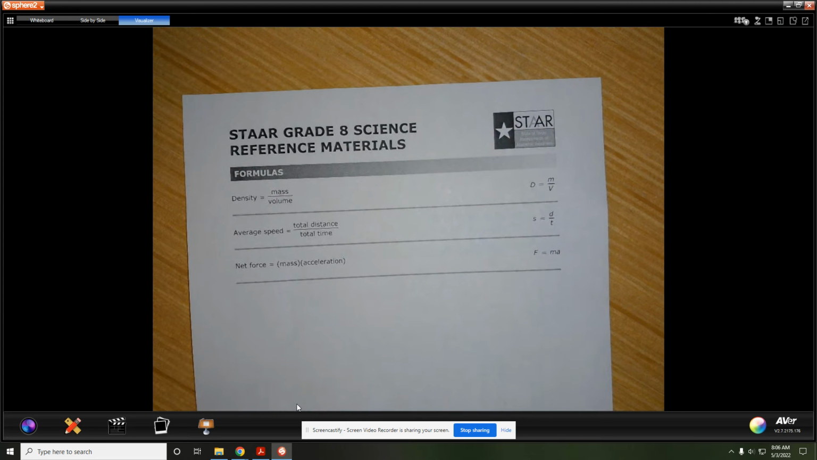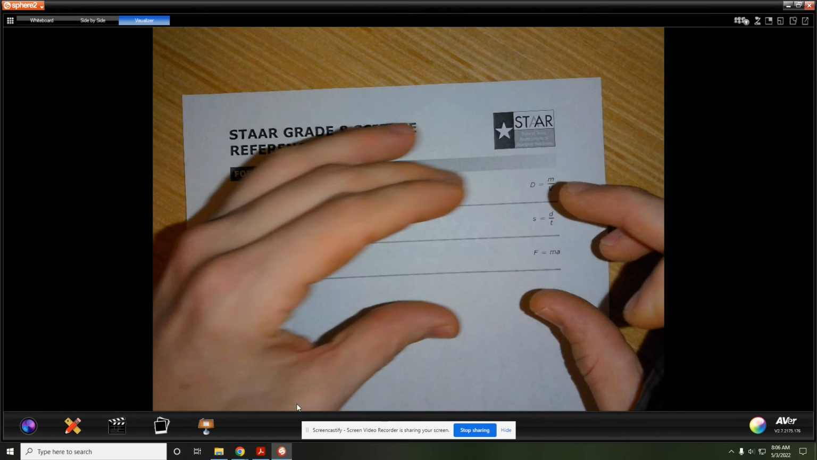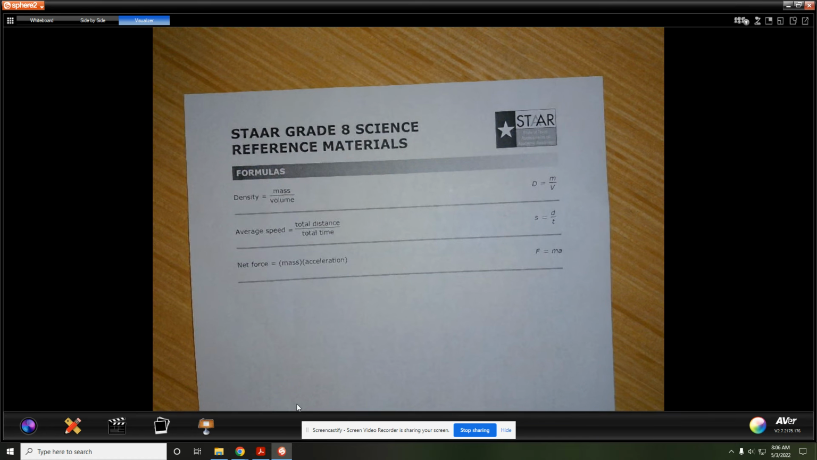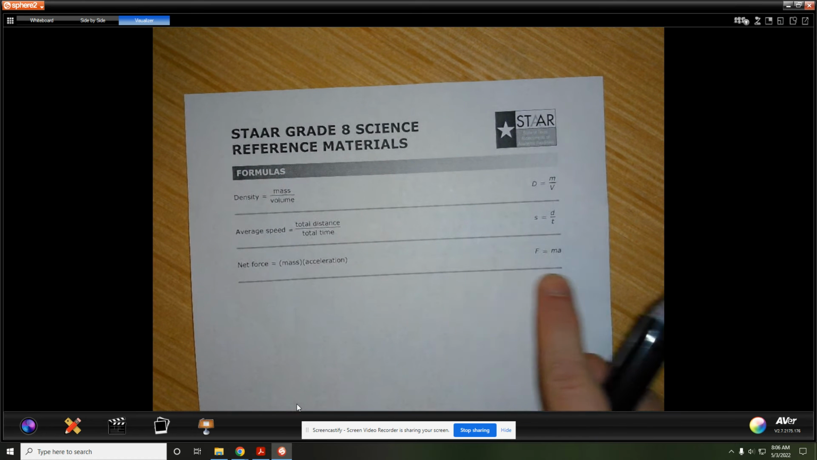All right, so this is your STAAR science reference material sheet that you will be getting on the STAAR test. So it's very important that you actually know how to use this thing. If you get a math problem, it is going to be using one of these three formulas here. The only one that you will likely have to manipulate is going to be this formula here.